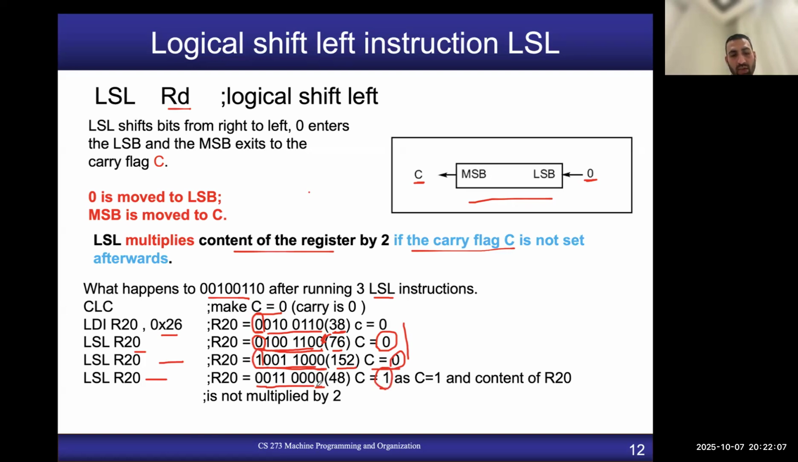Now, when you convert this binary number into the decimal, it is 48, which is not equal to 152 times 2, right? Why is it not? Because we cannot contain the result of 152 times 2 in an 8-bit register because it is greater than 255. 255 is the maximum value we have in an 8-bit register. So when we say that LSL multiplies the content of the register by 2, this statement is true as long as the carry flag is not set, right? If the carry flag is set, then the result is not equal to multiplying the original value of the register with 2.